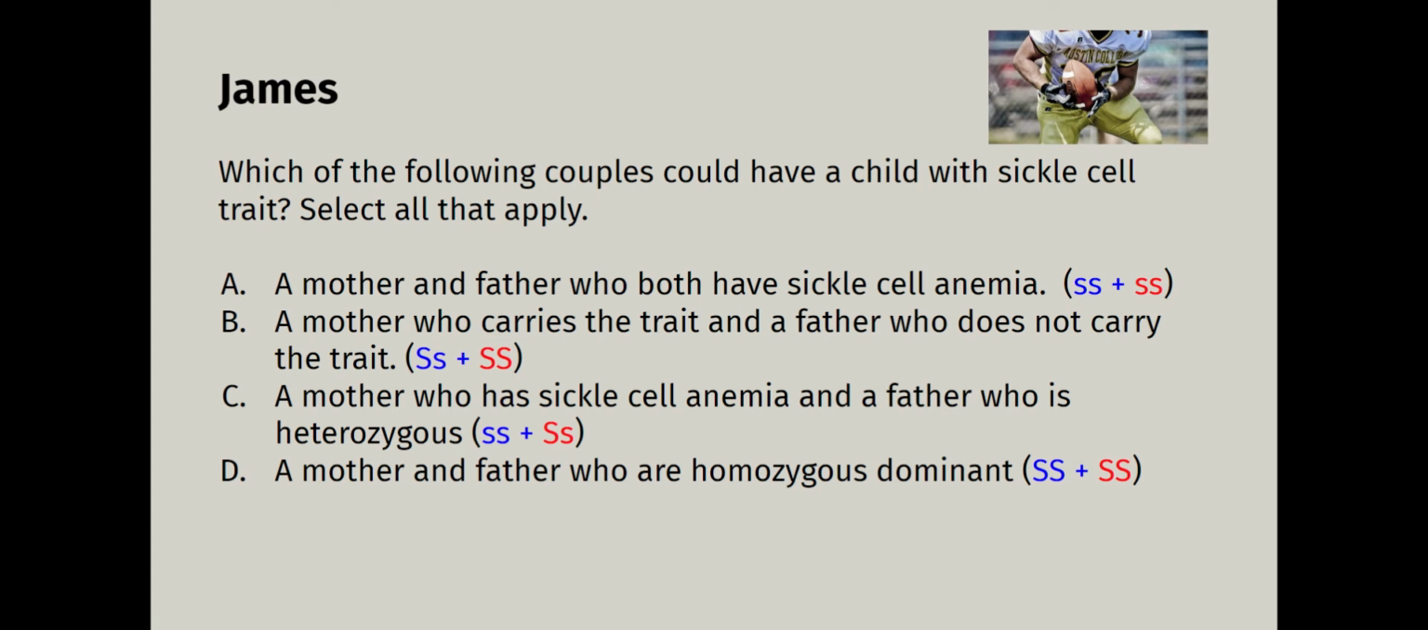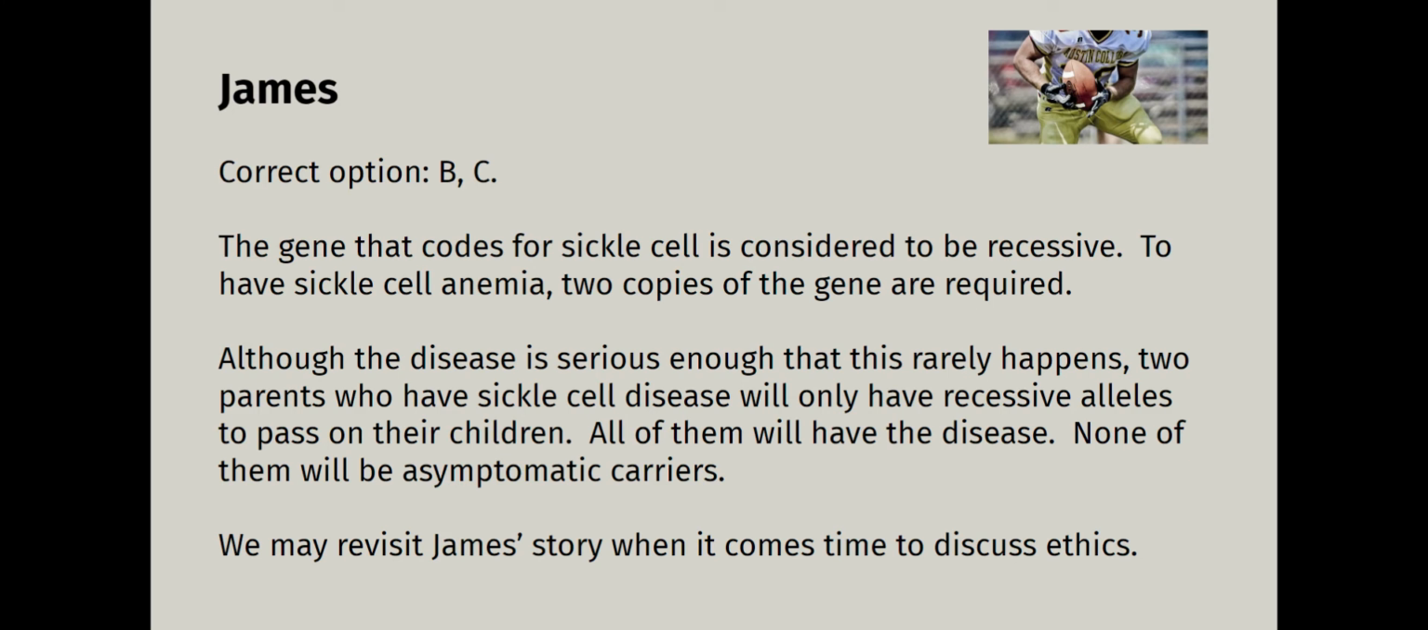In option B, we have a mother who carries the trait and a father who does not carry the trait. Heterozygous, homozygous dominant. One copy of the allele that's affected. Option C, a mother who has sickle cell anemia and a father who is heterozygous, one recessive allele. And option D, a mother and father who are homozygous dominant. So take your time with that if you need to. But the correct options were B and C.